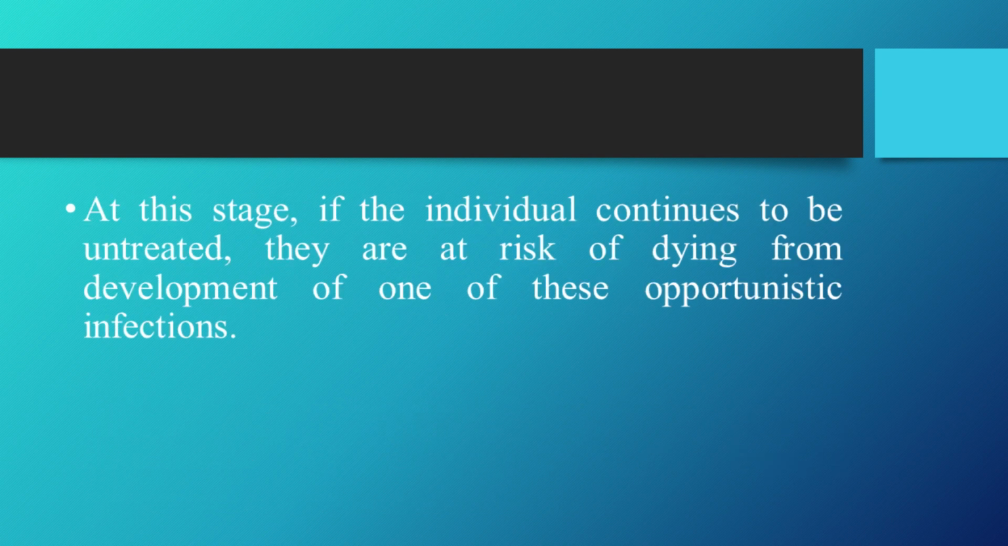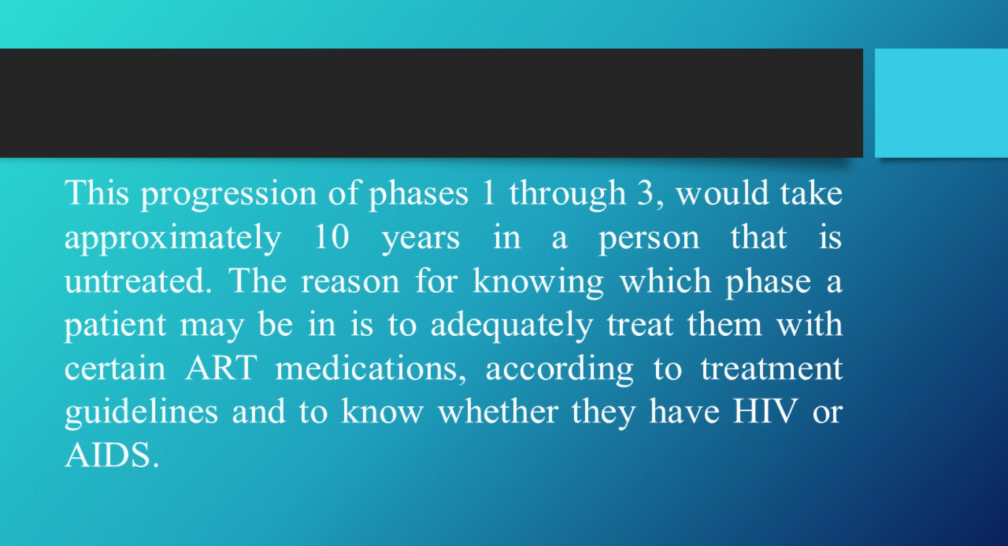At this stage, if the individual continues to be untreated, they are at risk of dying from development of one of these opportunistic infections. This progression of phases 1 through 3 would take approximately 10 years in a person that is untreated. The reason for knowing which phase a patient may be in is to adequately treat them with certain antiretroviral medications according to treatment guidelines and to know whether they have HIV or AIDS.